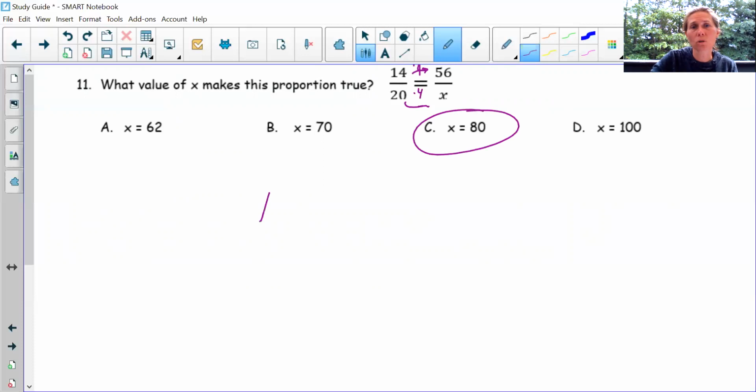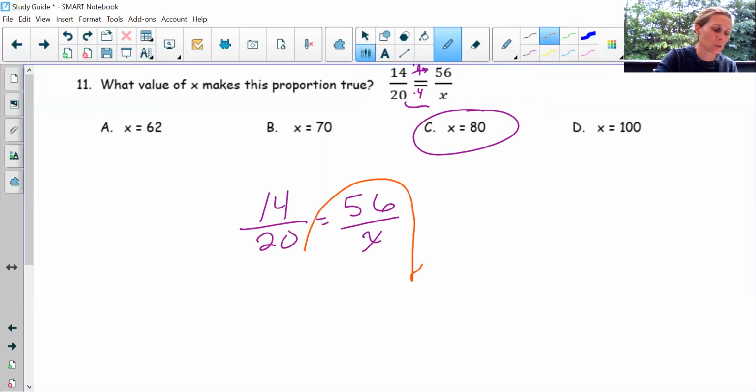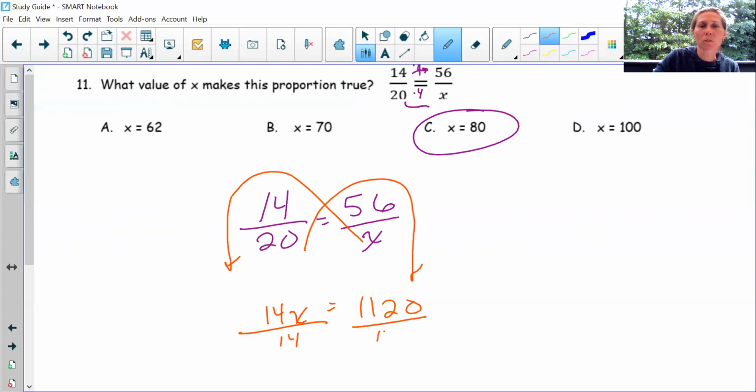Or you could have shown the shortcut, which actually this is actually long cut compared to the other way. You could have done the cross products. 20 times 56. Let's do it. 56 times 20 gives me 1,120 equals X times 14, or 14X. Divide both sides by 14. All right, divide it by 14, X equals 80.